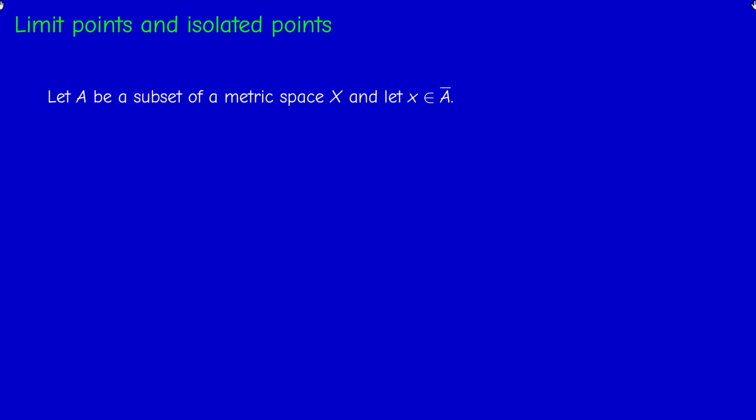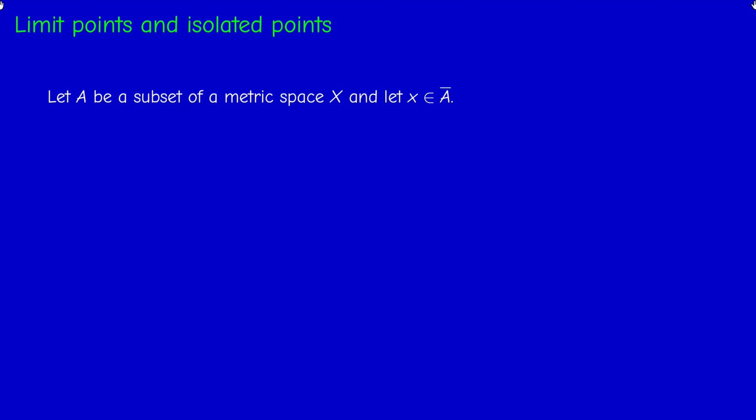Welcome back. This is the last part of section 1.2, in which I'm going to talk about limit points, isolated points, and define the boundary of a set. Okay, so first, limit points and isolated points.